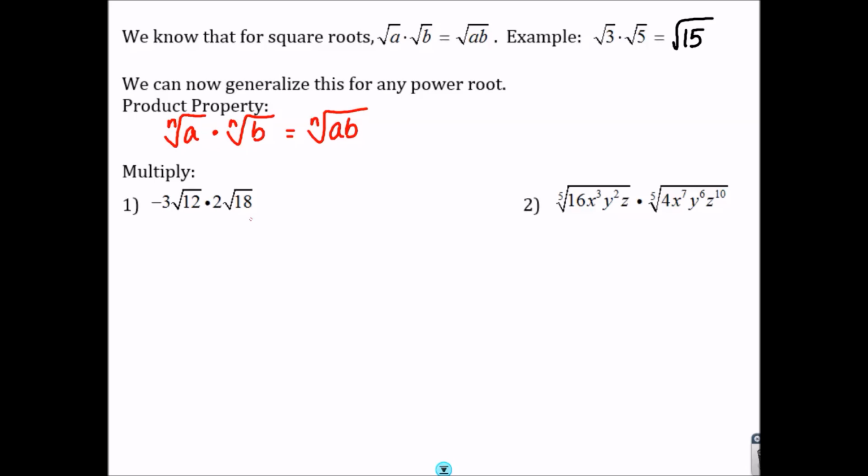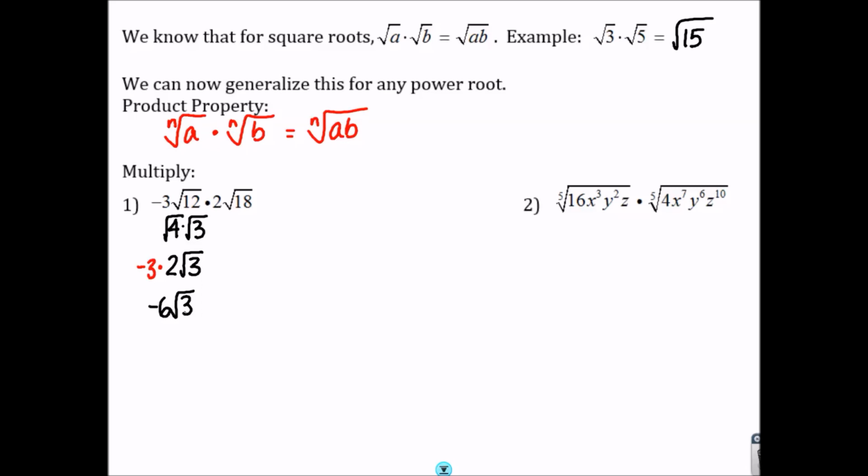So I have negative 3 square root of 12 times 2 square root of 18. So if I simplify square root of 12, I'm going to use square root of 4 and square root of 3. Square root of 4 is 2. Square root of 3 cannot be simplified. Then I need to remember to bring down the negative 3. So when I simplify negative 3 square root of 12, I end up with negative 6 square root of 3.